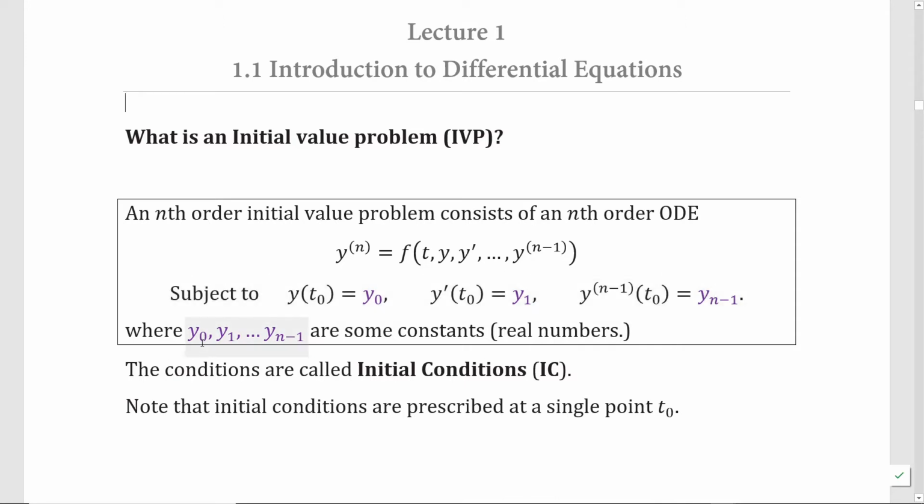Here we set y sub 0, y sub 1, and y sub n minus 1 as some constants, the real numbers. The conditions are called initial conditions. We also note this: all the initial conditions are prescribed at some single point t sub 0.